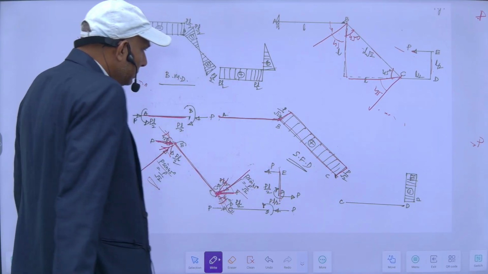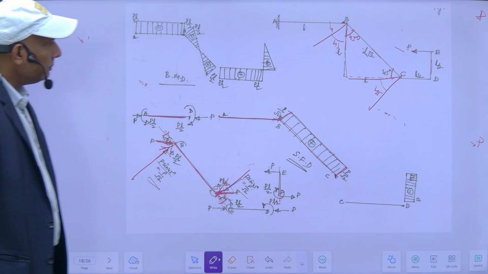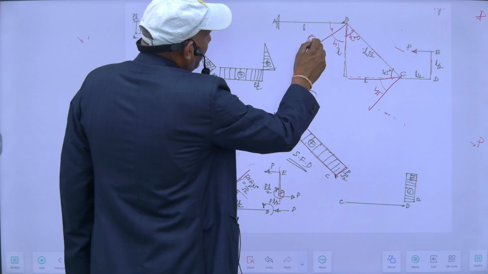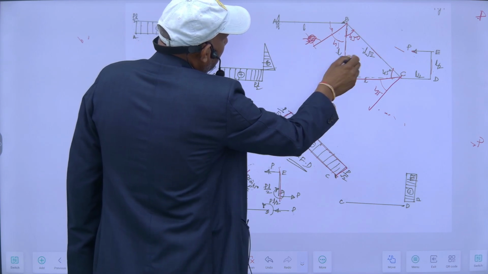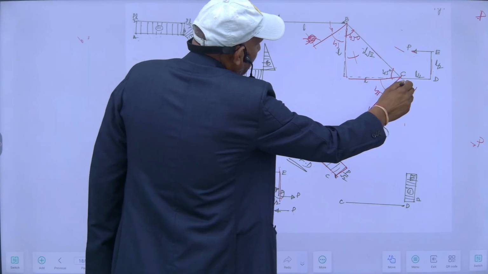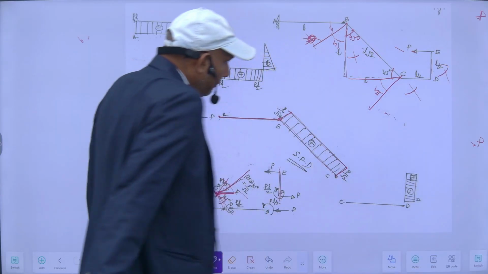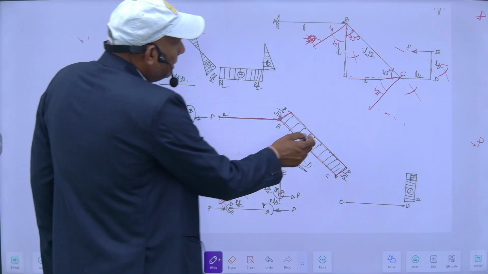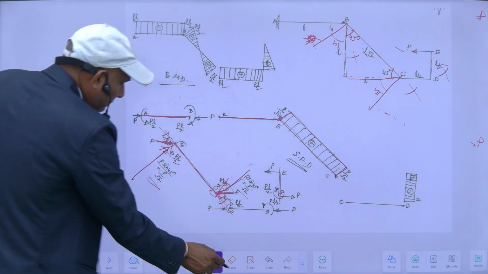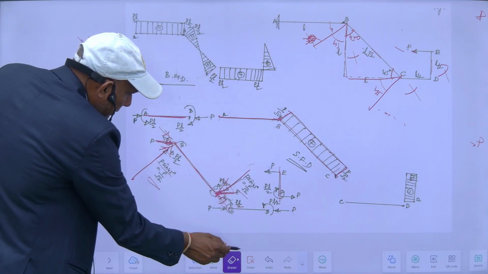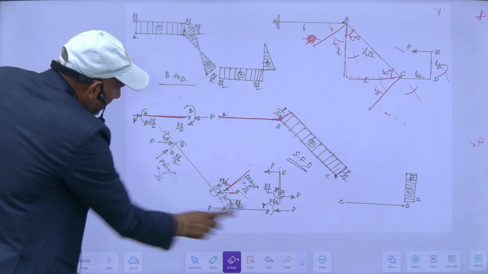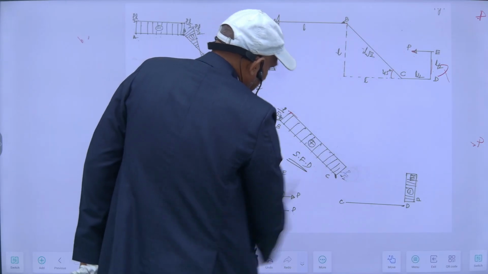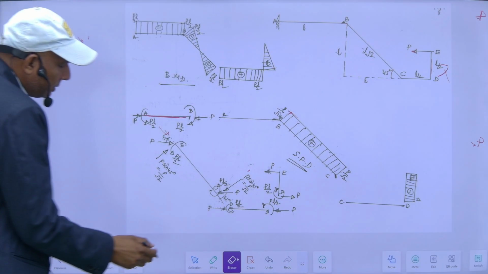And for this portion also, I am drawing my shear force diagram by standing inside here. For the CD portion, if I see this C and this CD portion, this is the CD portion.